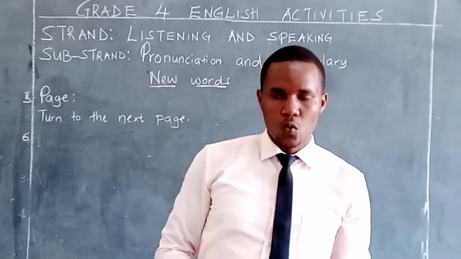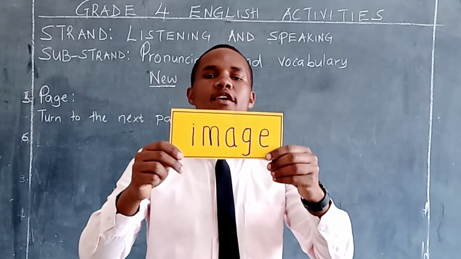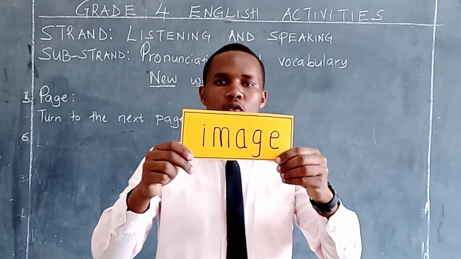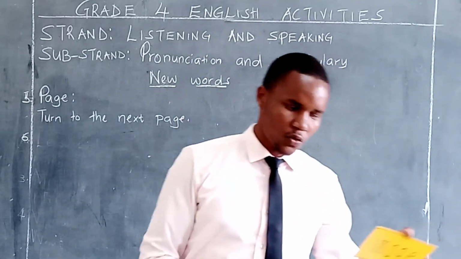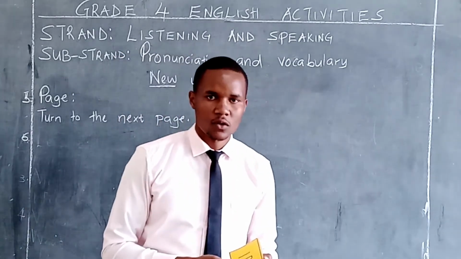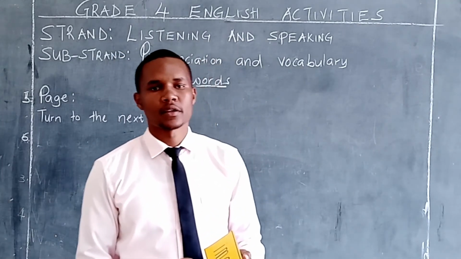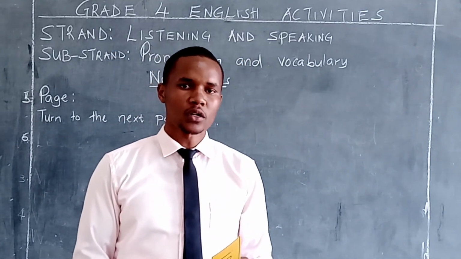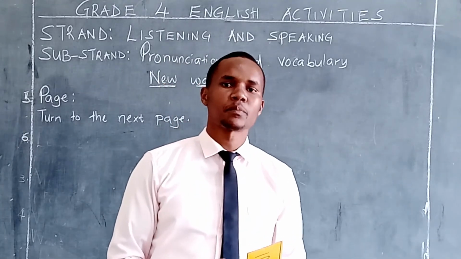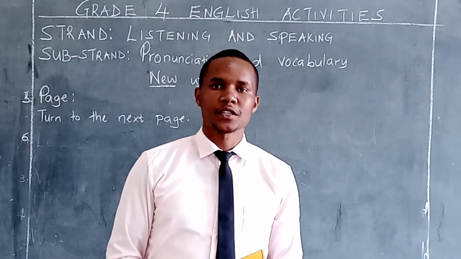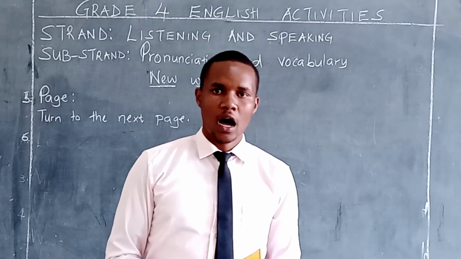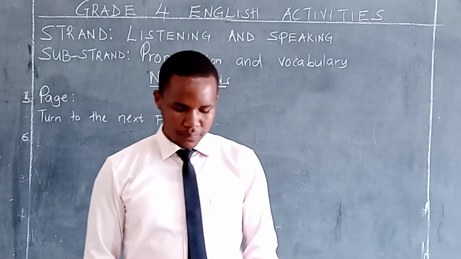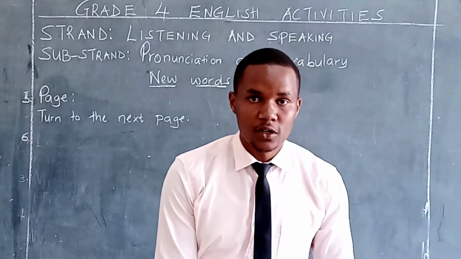Yes, as you can see, we have this one, which is image. Can you say image? Say image. Very good. So image. So what is an image? An image is a representation of a person or animal or maybe object. For example, I have this book.